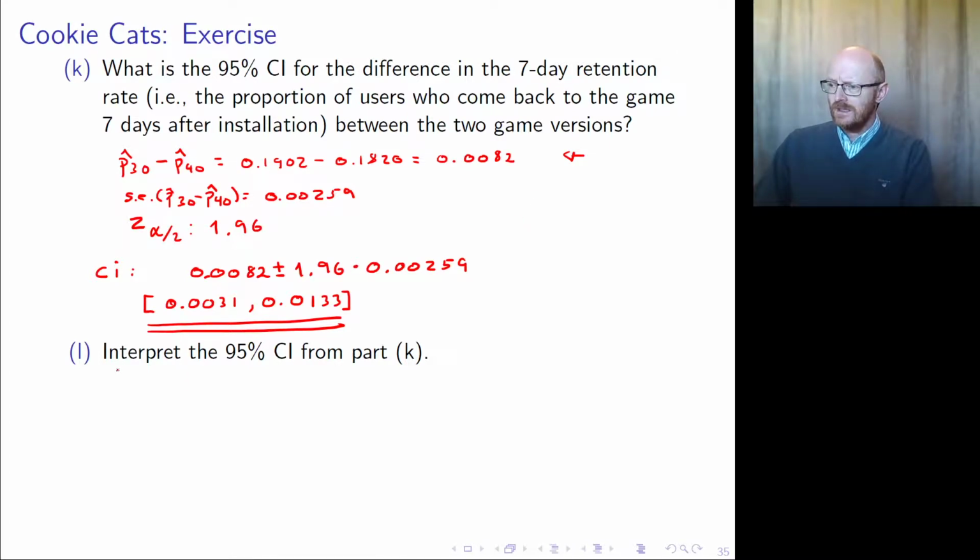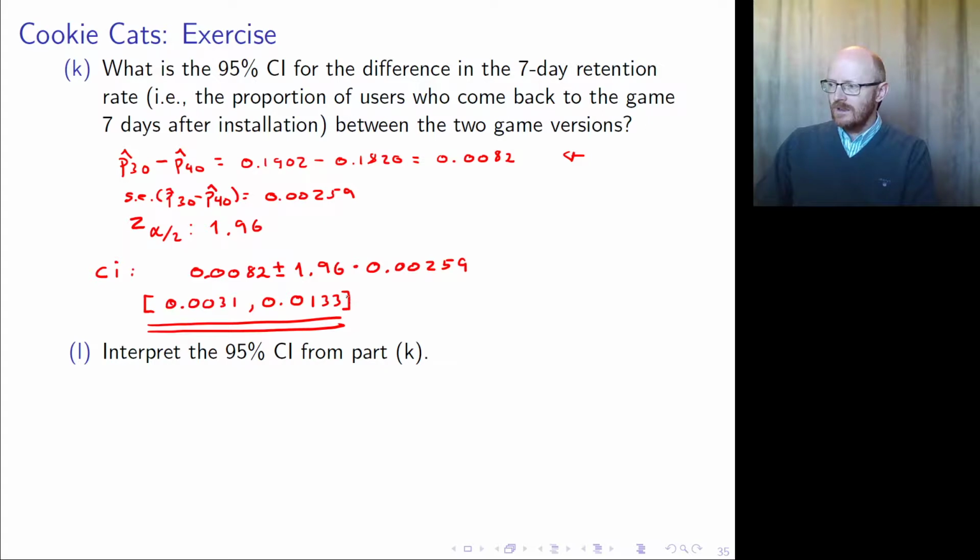So interpret the 95% confidence interval from part K. What does this tell us? It tells us that with 95% confidence, we are certain that the true value for this difference in proportions lies within this confidence band.